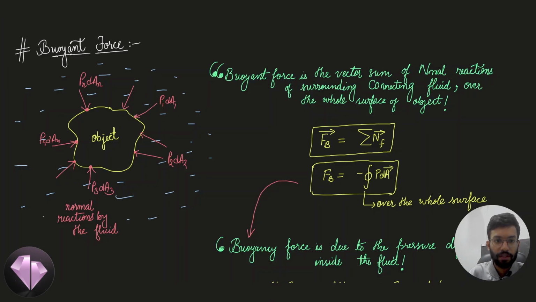So let's say the pressure at this point is P1. So if you take a dA1 area over here, what's the force applied? P1 into dA1, PA. So this is the force applied by the liquid on the object, and it is perpendicular to the surface. This is all the things we've already learned, right? So similarly, we have normal forces. So these are normal reaction forces by the fluid applied on the object, correct?